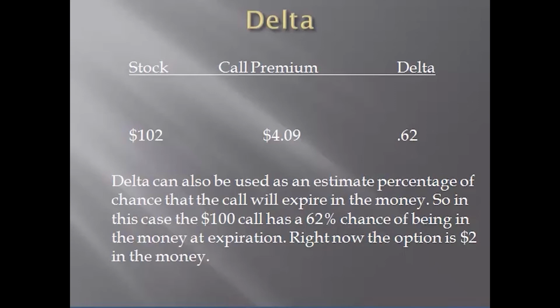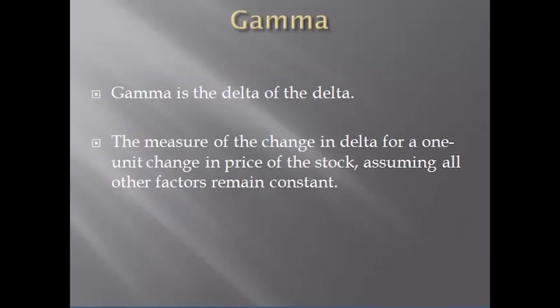So a lot of people use delta as kind of like a percentage chance of it being in the money at expiration. Your 62% chance of that $100 call option being in the money. Now, sometimes it may be off a little bit, let's say 3 or 4 percentage points, but it gives you a roundabout view as to the percentage chance that this call option is going to be in the money at expiration. Okay. So we're going to move on to gamma.